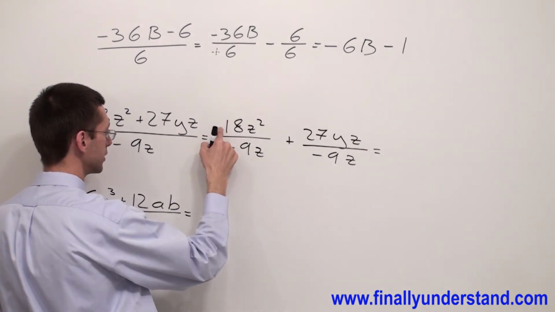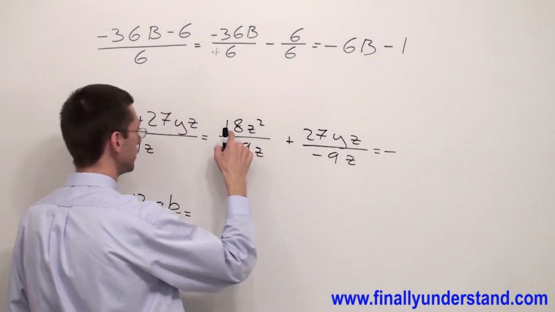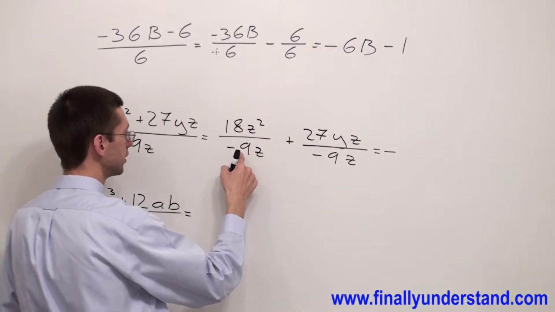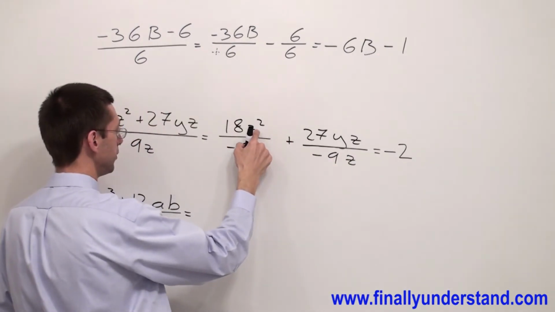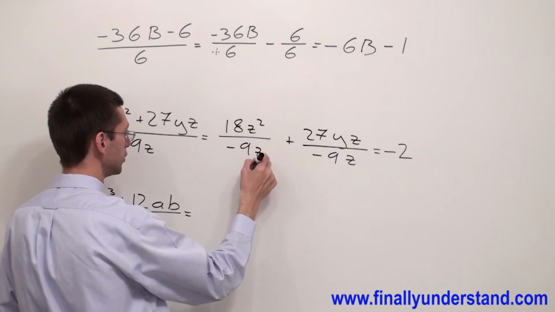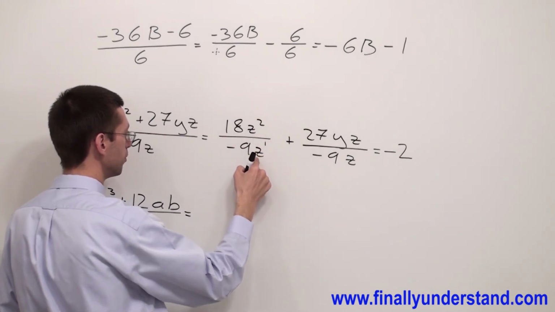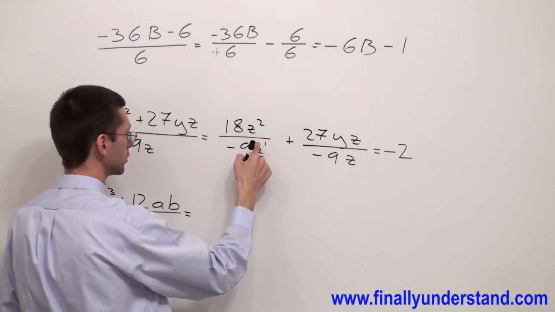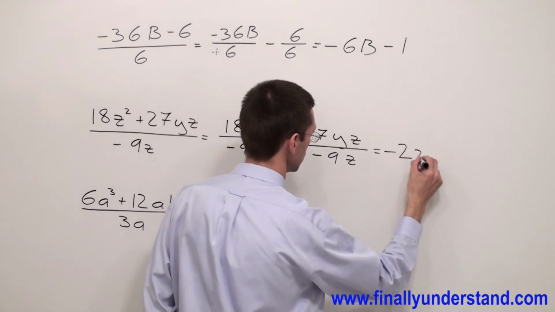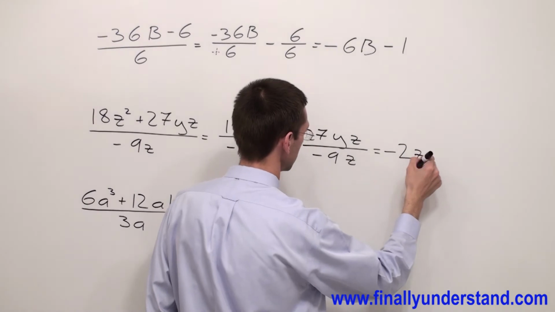Positive, invisible positive, divided by negative gives me negative. 18 divided by 9 is 2. z to the second divided by z to the first. Remember, this is z to the first. Anytime we divide variables which have the same base, we're supposed to keep the base and subtract the exponents. So in this case, I'm going to have z, and 2 minus 1 is 1. I don't write 1.